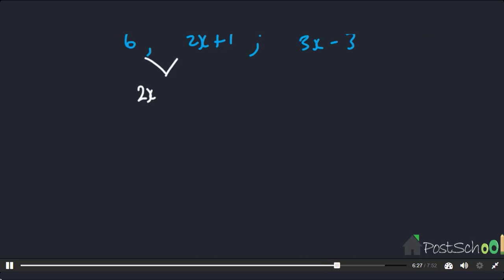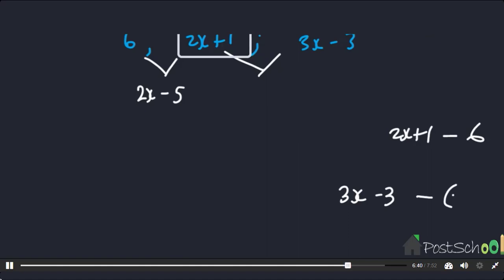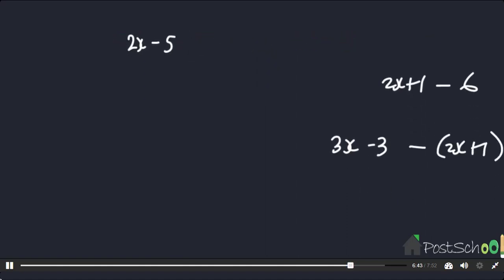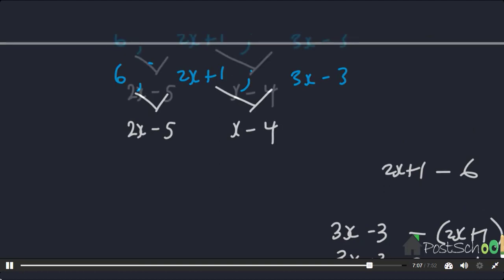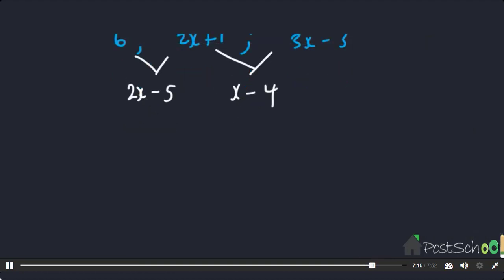We are saying 2x plus 1 minus 6, which is going to be 2x minus 5. And again we say 3x minus 3 minus (2x plus 1). It's good to use brackets. So that's 3x minus 3 minus 2x minus 1. 3x minus 2x is x, and negative 3 minus 1 is negative 4. So this is x minus 4. Okay, so what were we doing? We were subtracting this term from this term and this term from this term.